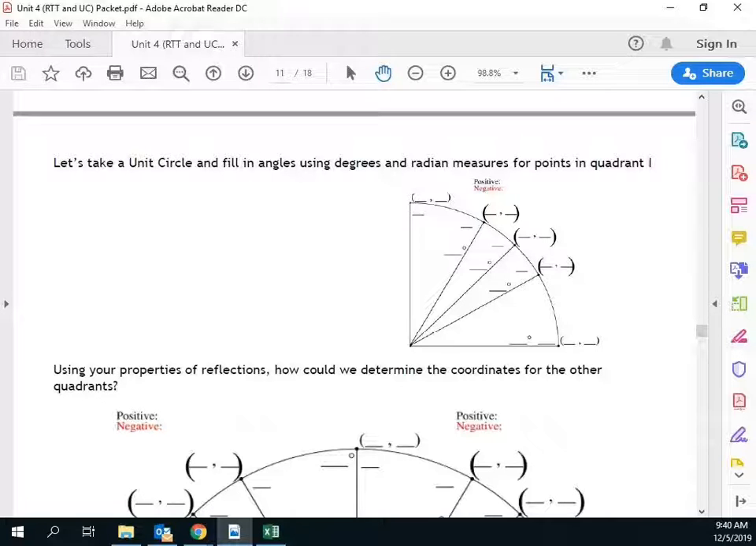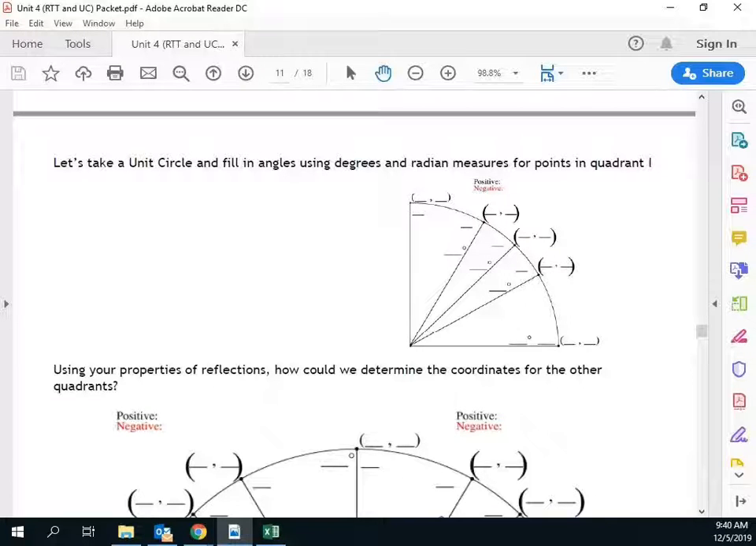Well, what quadrant am I in? I'm in the first quadrant. All right, so x values are positive, so it's positive 1/2. I'm in the second quadrant. All right, x values are negative in the second quadrant, so it's negative 1/2. That's all you got to do. You got to find the value and its sign.